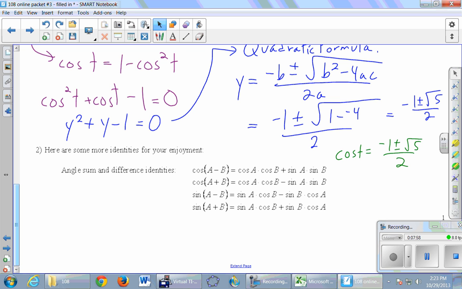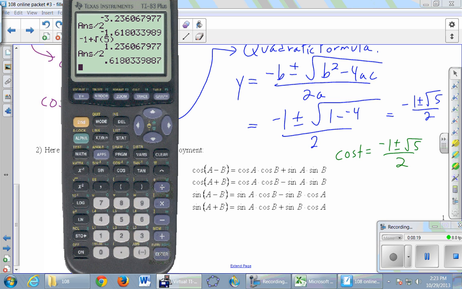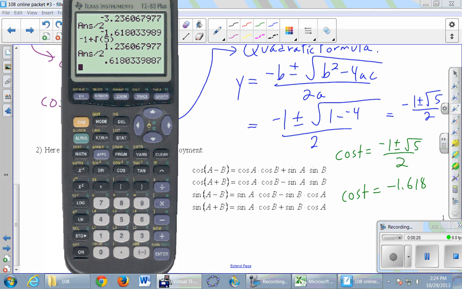Okay, so let's take a look at what these numbers are on the calculator here. We go negative 1, I'll do the minus first, minus root 5, and then divide that answer by 2, and we get that. Then I'll do the same thing, but with a plus, and then divide by 2. So we have cosine equal to these two different numbers. Cosine t equals, on the one hand, negative 1.618. On the other hand, 0.618.